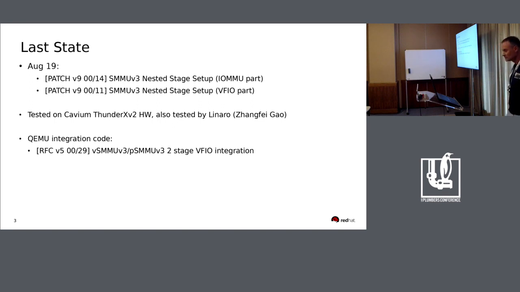Now, if we look at the state today, we have a v9 available, which was sent in August this year. Now I have split it into two parts, the IOMMU part and the VFIO part. This is working on real hardware, because it was tested on Fred's v2, and it was also tested by Linaro with some crypto devices. We have a QEMU integration that is ready and waiting for the kernel to show up.